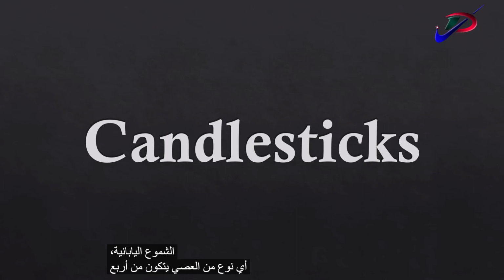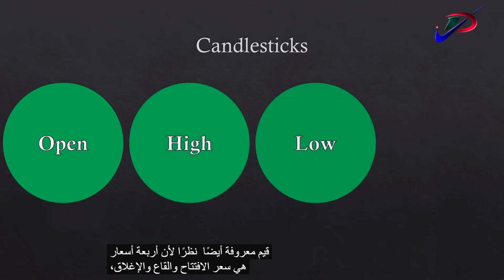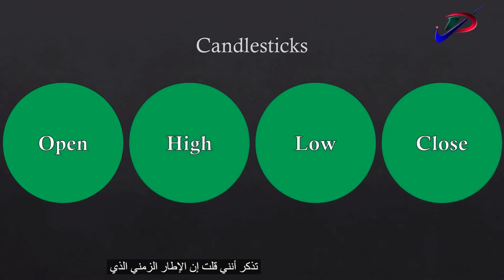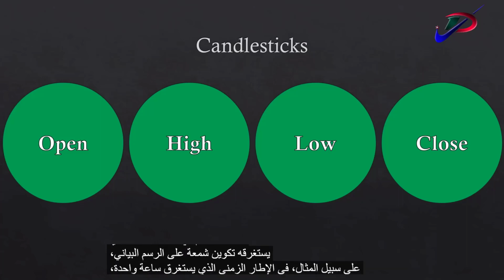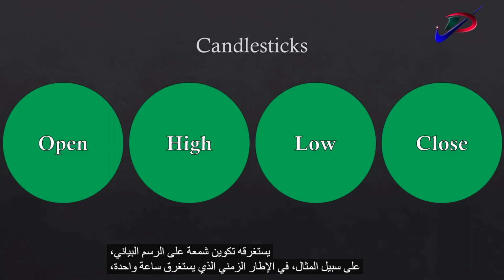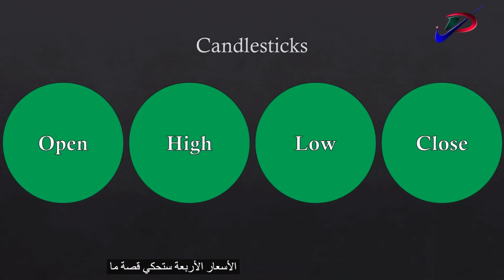Any candlestick is formed by 4 values, also known as 4 prices. These are the open, the high, the low, and the close. Remember that I said that the time frame you choose controls how much time it takes to form a candlestick on the chart. For instance, on the 1-hour time frame, it takes 1 hour for one candlestick to form. The 4 prices will tell a story of what happened with the market within that chosen period.